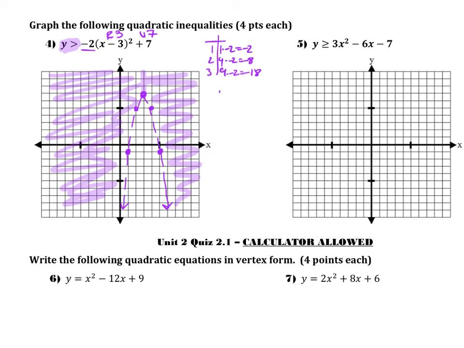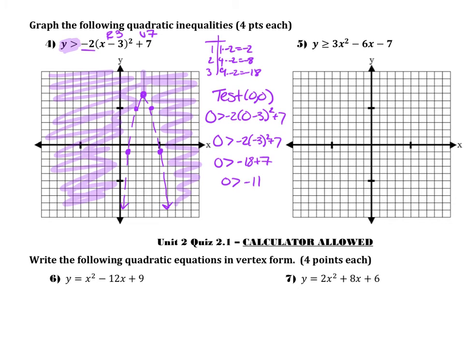The other way we could do it is by testing a point. So for example, if I test 0, 0, I'm going to get 0 is greater than negative 11, which is true. So that means since 0, 0 is a solution and 0, 0 lies outside the parabola, that's why everything outside the parabola is a solution.